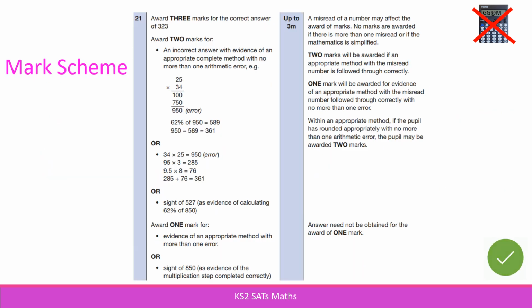The mark scheme on this question shows up to 3M, which means up to 3 method marks. For getting the correct answer, 323, you would get 3 marks. Any 2 marks for doing the long multiplication with an error, working out 62% of that number and then subtracting it will give you 2 marks. Or again, trying to do the sums with mistakes, or getting to the number 527. Or 1 mark for getting an appropriate method with more than 1 error, or a cipher for 850. So give yourself the correct marks for what you got.